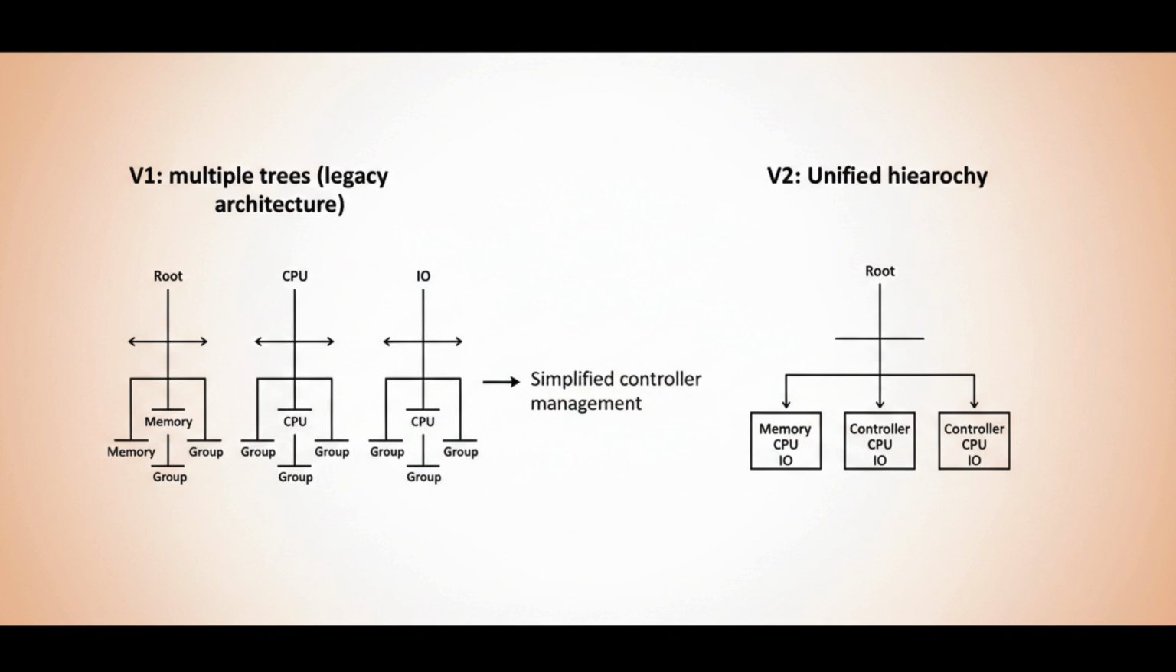In v1, different controllers lived in separate trees, which led to complex interactions and inconsistent resource accounting. In v2, we have a unified hierarchy, simplifying the resource management model significantly. This unification allows for better cooperation between memory, I/O, and CPU controllers. For senior architects, migrating to v2 is critical because modern features like pressure stall information and more accurate memory accounting are only fully realized in the unified model. We'll look at how the directory structure reflects this simplicity by having a single root for all controllers.